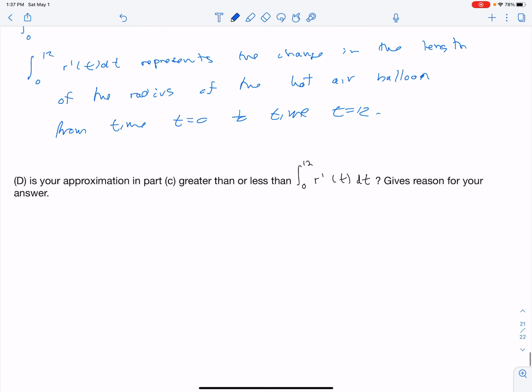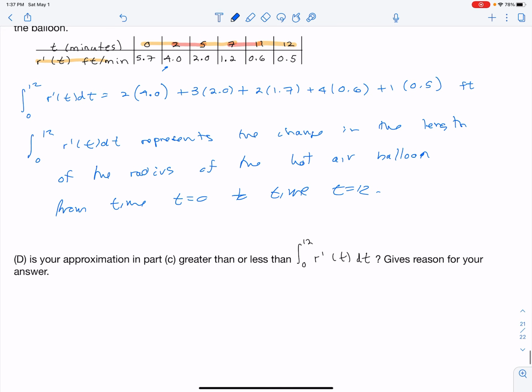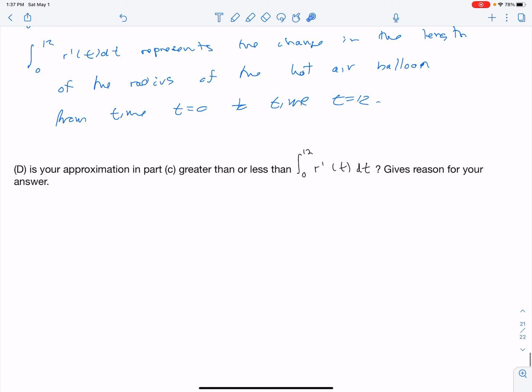Okay. D, is your approximation in C greater than or less than this? Give the reasoning for it. So again, we had an approximation, right? Whatever this number is, it's an approximation. They want to know, is it greater than or less than? So let's go through the thought process on this. I want to remind you, this is a concave down graph. We were told that from the very beginning.